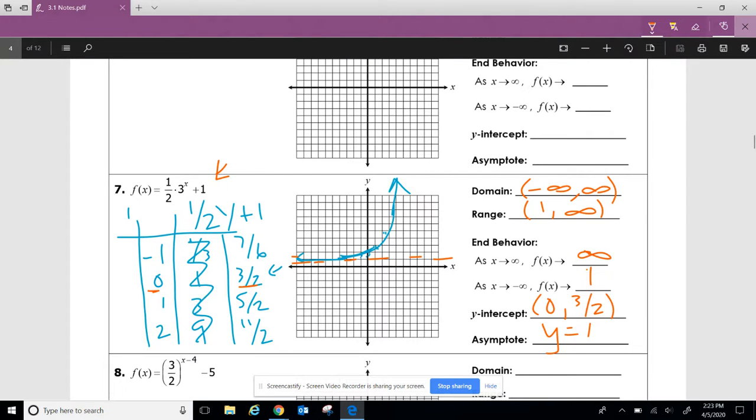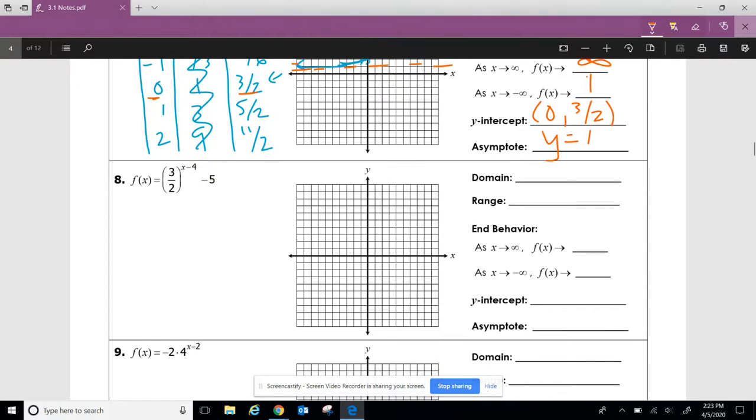All right, let's take a look at the next one. It has a couple of transformations going on. Is this one going to be an increasing or decreasing graph? Increasing. It's 3/2, which is a fraction, but that fraction is bigger than 1.